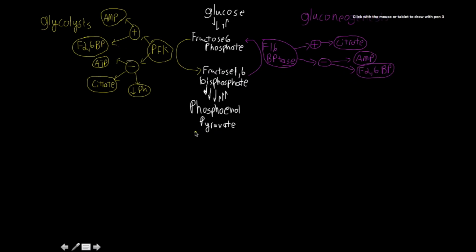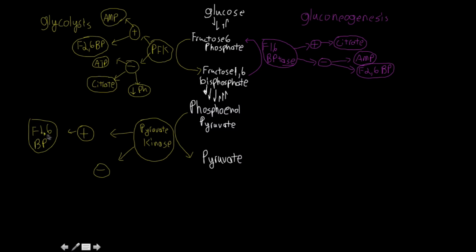Once we get to phosphoenolpyruvate, the next thing it reacts with, at least in terms of glycolysis, would be pyruvate kinase. For the positive and negative effector molecules of pyruvate kinase, you should probably guess what these are, or at least know them to some extent. Fructose 1,6-bisphosphate, F16BP, is a positive effector, and then ATP and alanine are negative effectors, or inhibitors.